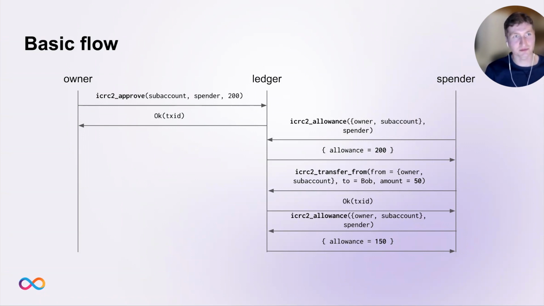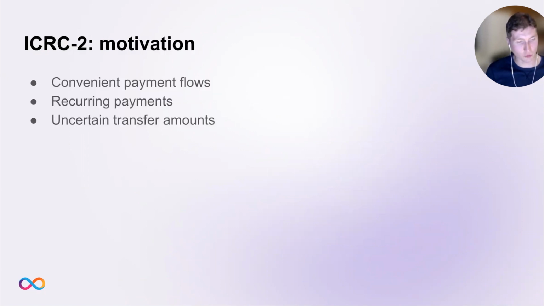So far, it's very much like ICRC-20. So why do we even want to have this specification in the first place? Why are we not content with normal transfers? First, ICRC-2 provides a better, more convenient payment flow for some cases.